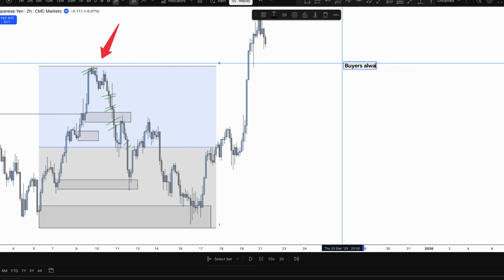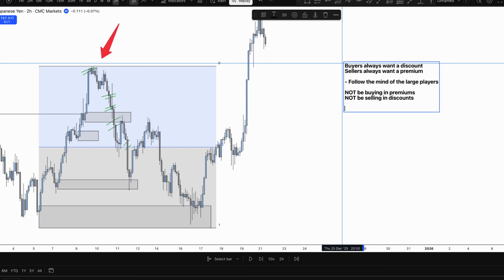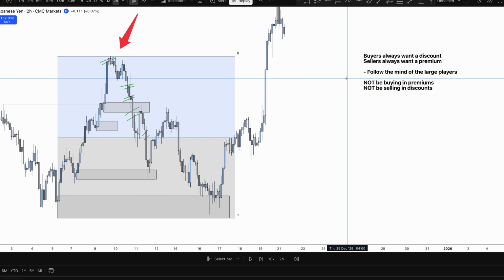Today's class: buyers always want a discount price. Sellers always want a premium price. And what we want to do is follow the mind of the large players to execute from premiums or discounts, okay? In an upward move, we should not be buying in premiums. And in downward moves, we should not be selling in discounts. We want to make sure we're getting the best deal possible so that we can get the best price and therefore the biggest possibility for profit, okay?